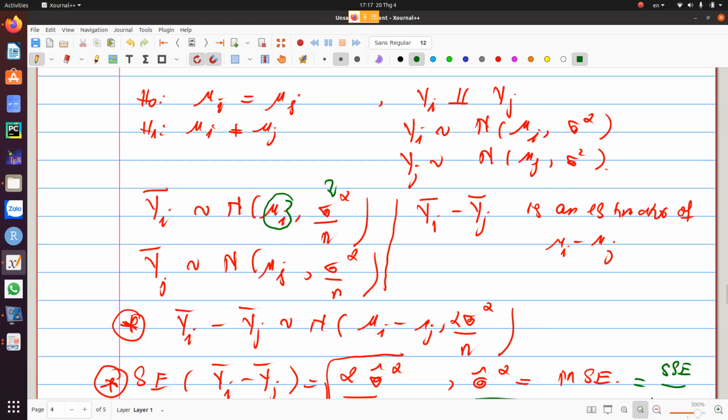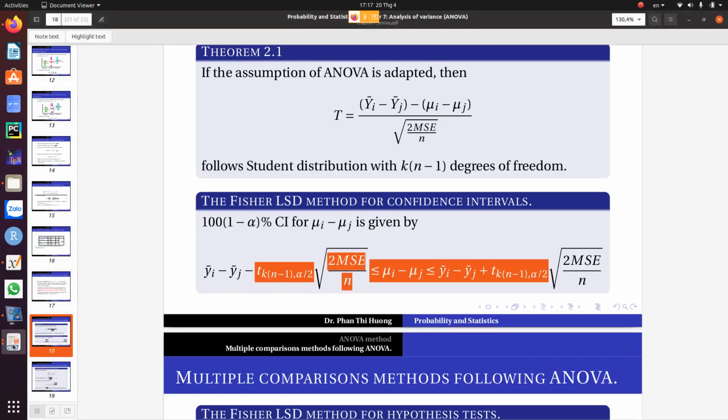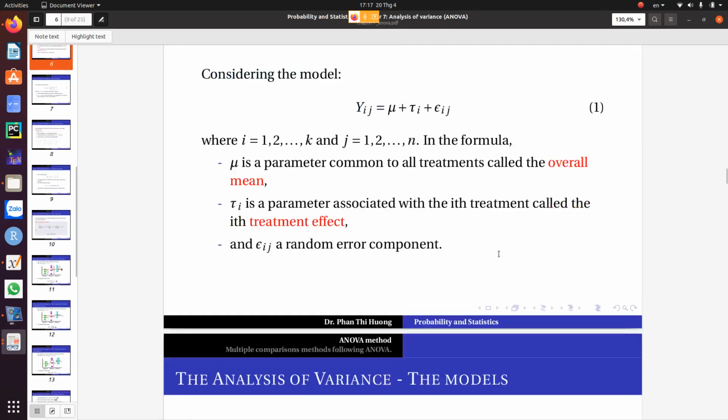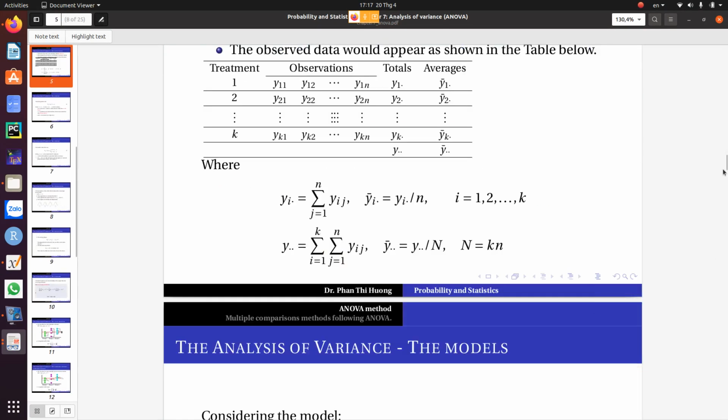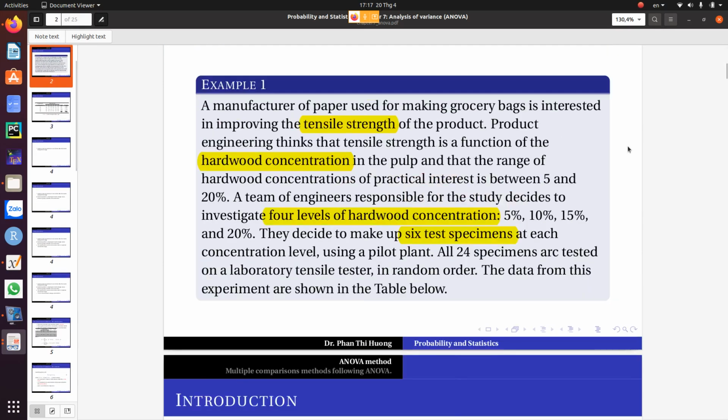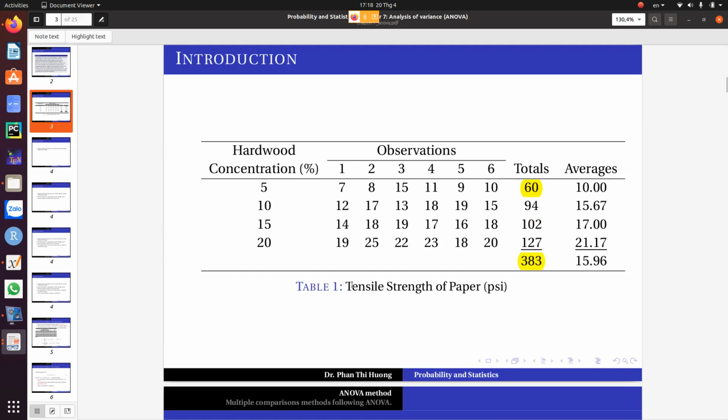Okay, exercise. Still the question about example 1. We just found together that there exist differences between the tensile strength means of different levels of hardwood concentration. Now we continue to use the multiple comparison LSD method to know which pairs of the means are different from each other. Okay, let's do it together.